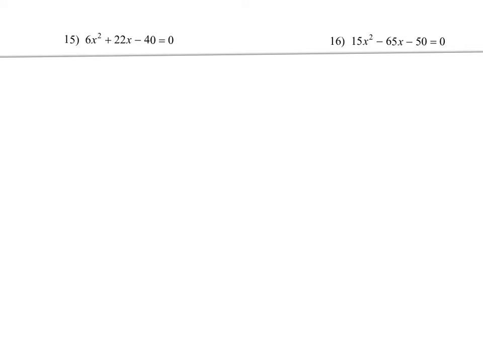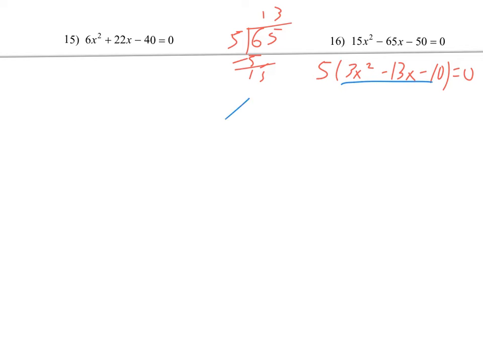All right, next up, number 16. I see that we are already equal to 0. However, I do see that there's a GCF here of 5, and so I'm going to take that outside. Let's see, what's 65 divided by 5? 13, okay, so minus 13x minus 10. And so now I'm going to factor the inside here. So I'm going to think of two numbers that multiply to negative 30, which is a times c, add to negative 13, so that sounds like negative 10 and negative 3.